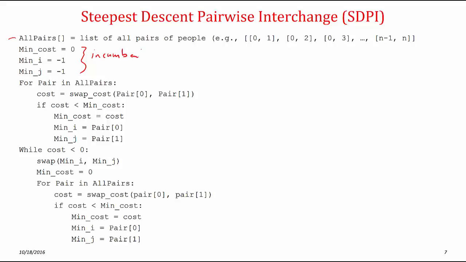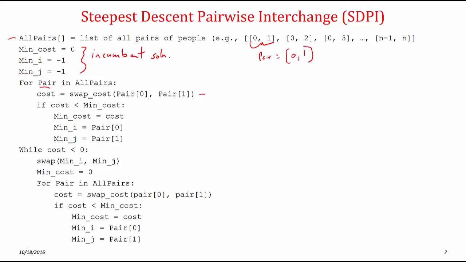Min cost is 0, min I is -1, and min j is -1. And what we're going to do is figure out what the best swap is. We're going to set min cost to that swap cost, and then set the corresponding indices. In other words, who did we swap, our I and j, using min I and min j. So we're going to do it by taking for pair in all pairs. So inside that for loop, we're going to end up with a pair that looks like that. So this will be pair is equal to, in this particular case, 0 and 1. And so that would be, let's look at the swap of person 0 and 1.